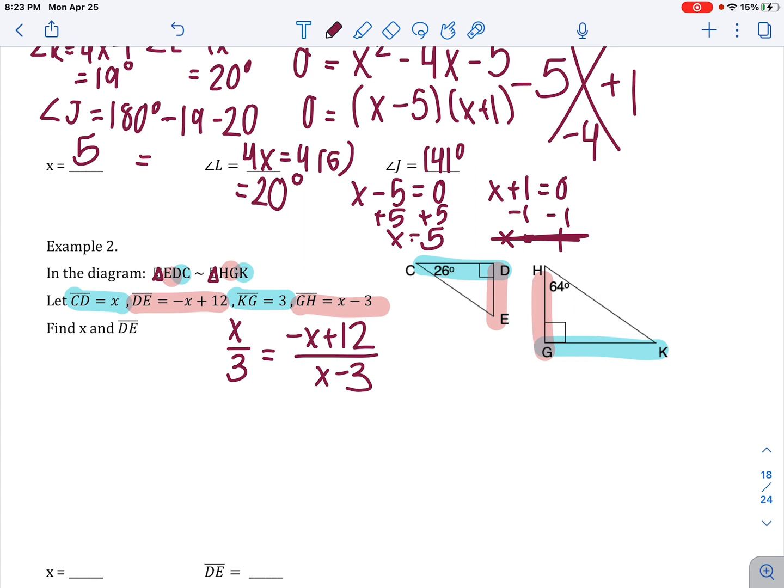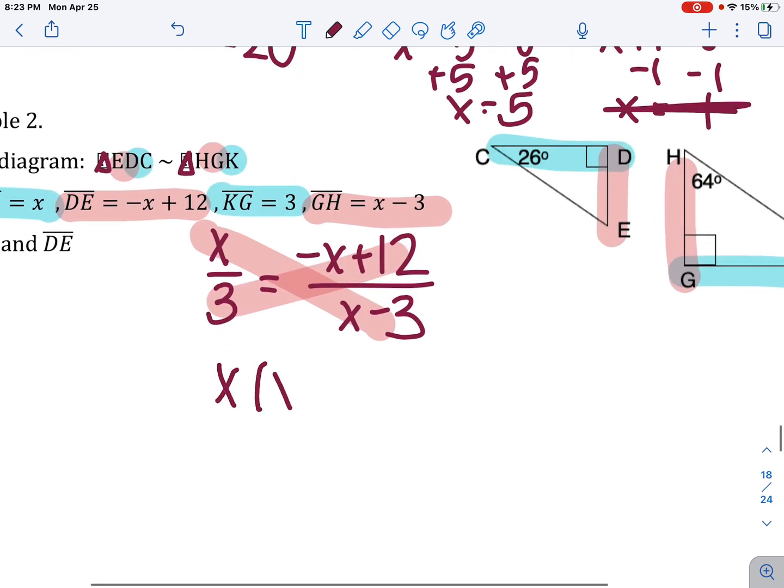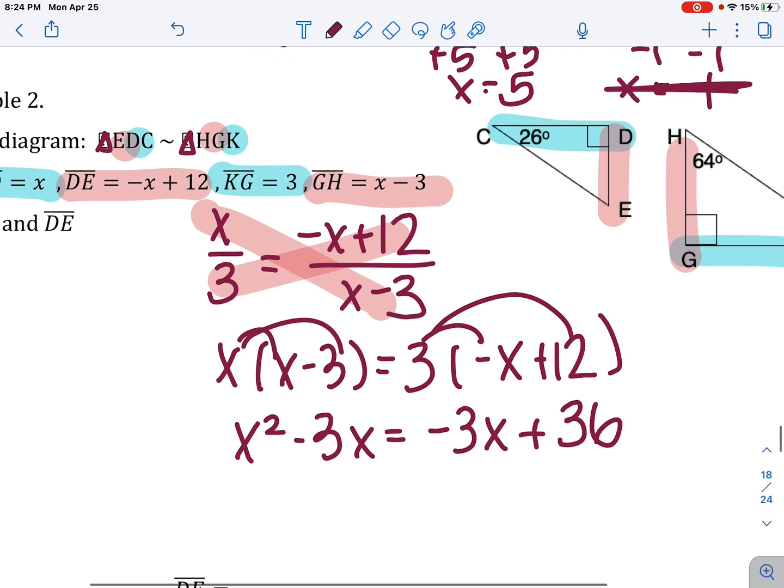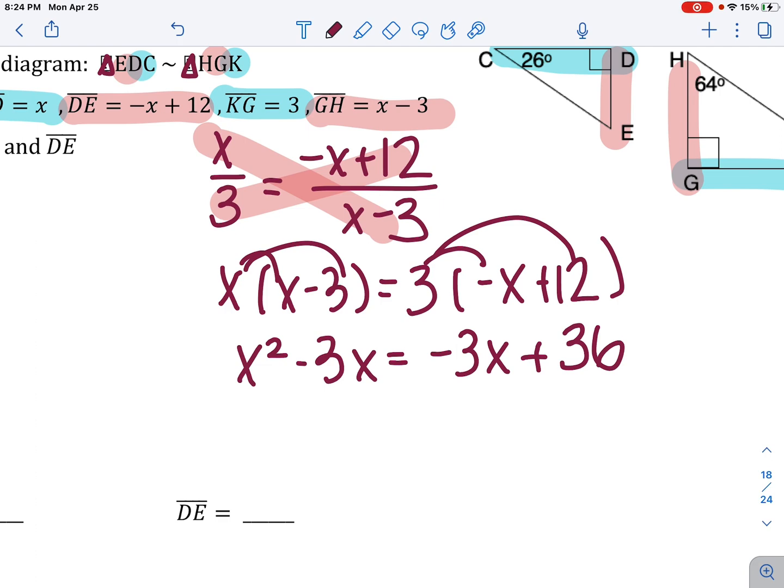For that first one, we were working with the angles. Now we're working with the side lengths. So I set up my proportion, and now I'm going to cross multiply. So I have x times x minus 3 is equal to 3 times negative x plus 12. And then we're going to distribute just like we did in 5-1. So I get x squared minus 3x is equal to negative 3x plus 36.